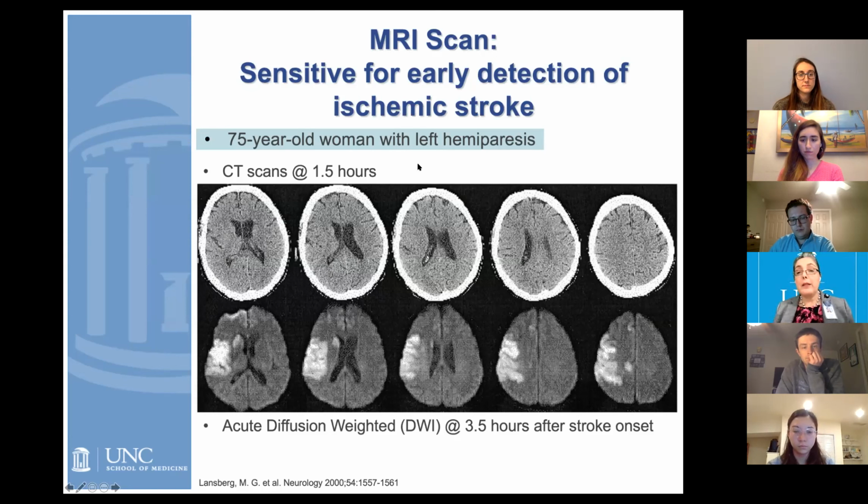And again, very similar to that wedge-shaped area, this is early stroke. This was somebody who presented with left-sided weakness and they were 75 years old. So a diffusion-weighted MRI, very easy to find the stroke, takes a long time and lots of barriers. CT scan, very easy to see blood.